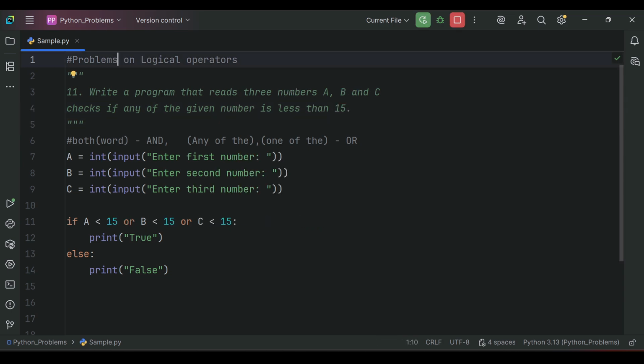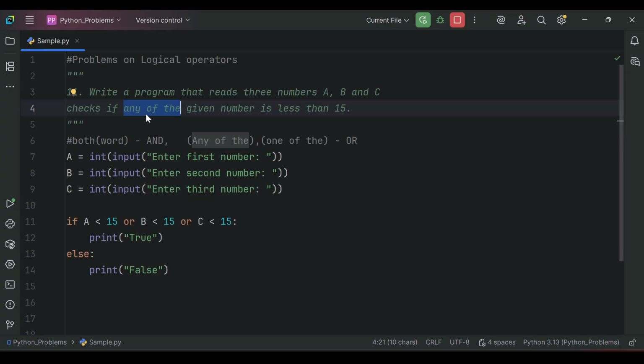Now see the 11th problem. Write a program that reads three numbers A, B, and C, and checks if any of them is less than 15. The word "any" indicates the logical OR operator. If the given number is less than 15, then what is the condition? First number is less than 15 and second number is less than 15 and third number is less than 15.